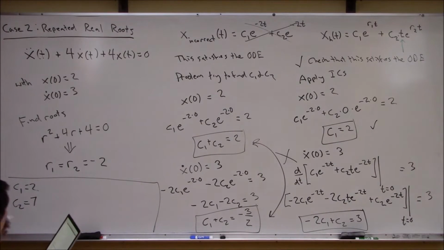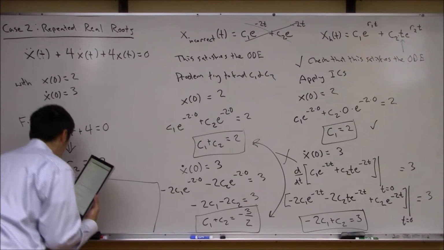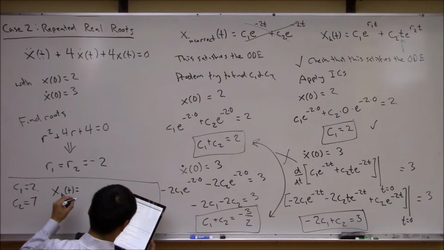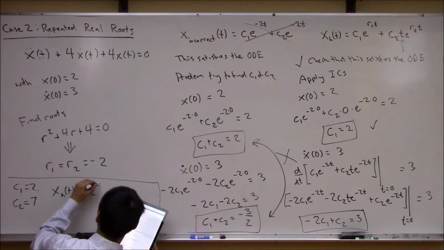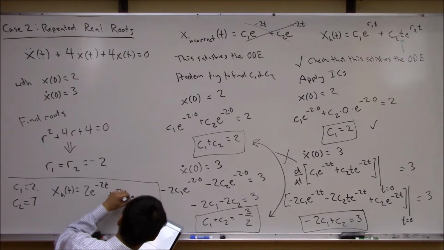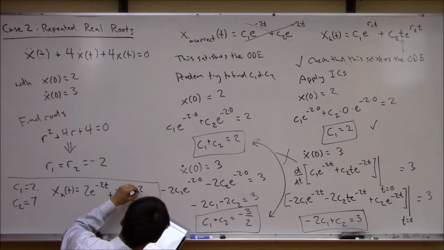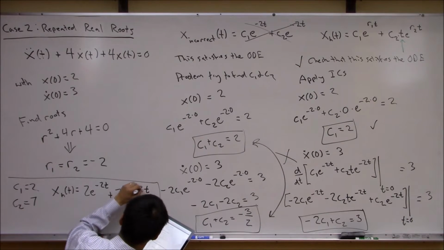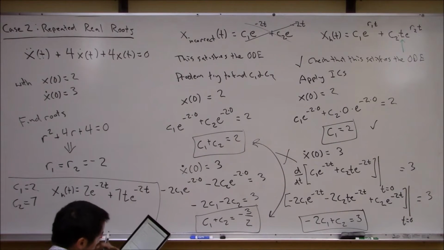So our solution to this problem of repeated roots looks something like 2e to the minus 2t plus 7 times t e to the negative 2t. Oh, sorry, negative 2. Small typo in here. Yep, there we go.